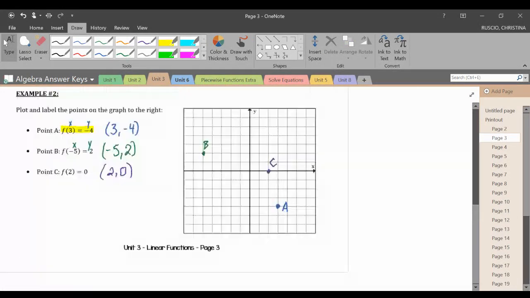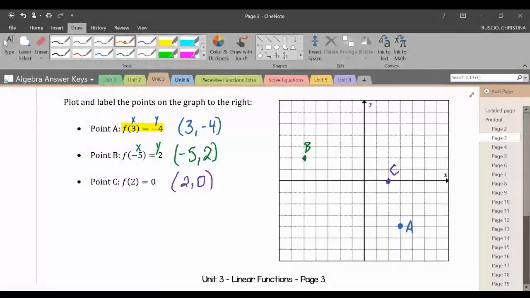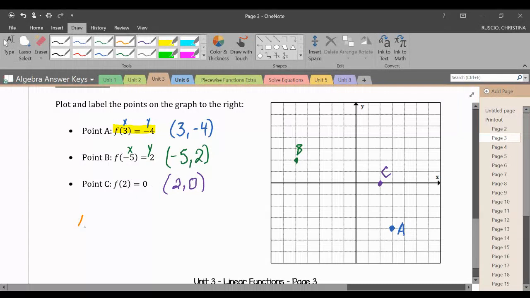I would say that the new stuff that we just learned would be the function notation, but this is all review from Unit 2. So be mindful if you ever see function notation like this, that what you can do is plot a point. Another way that you might see points is in a table of values. So let's just pretend that this section here was a table of values. That would look like the point 3, -4, -5, 2, or 2, 0. And then we would plot accordingly.